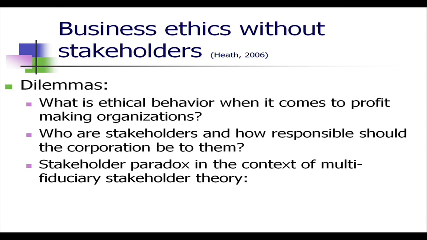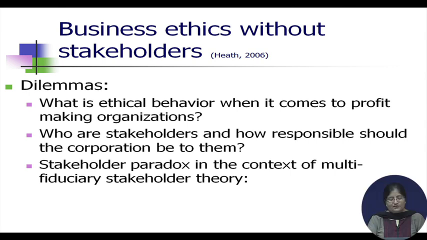Now, what happens when stakeholders are not there? What happens to business ethics? Few dilemmas are faced. How do you decide what is ethical behavior when it comes to profit-making organizations? Who are the stakeholders and how responsible should the corporation be to them? Stakeholder paradox is something that we talked about. Stakeholder paradox in the context of multi-fiduciary stakeholder theory. So how do we balance the needs of multiple stakeholders?